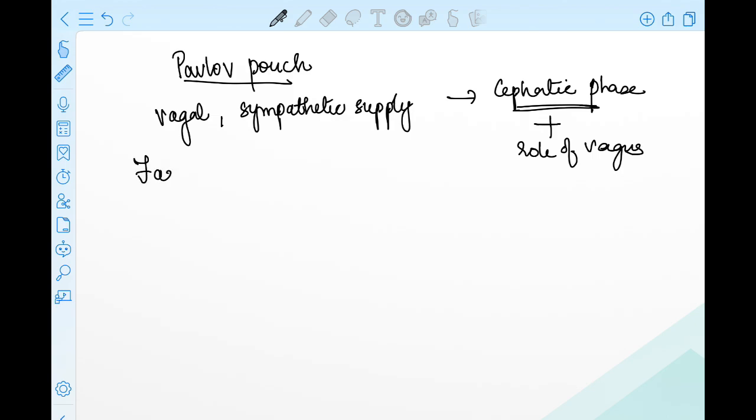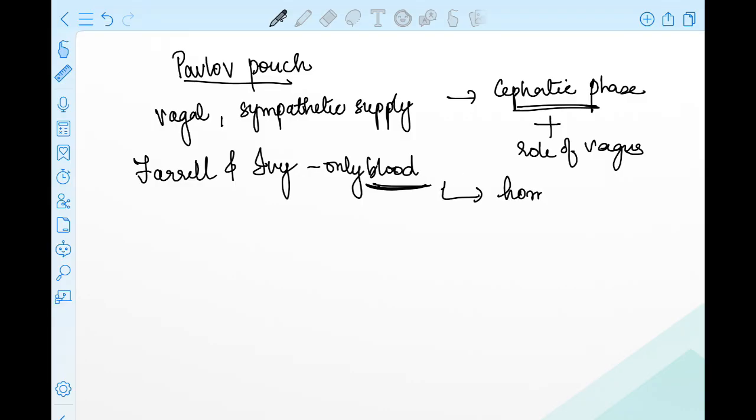Then we have another pouch known as the Farrell and Ivy pouch. The Farrell and Ivy pouch is the same Pavlov pouch which is transplanted into the subcutaneous tissue. And then it is denervated. That means there is no nerve supply and it has only got blood supply. So, what can be studied here? In the blood, there will be hormones. So, the hormonal regulation of gastric secretion can be studied with the help of Farrell and Ivy experimental methods.